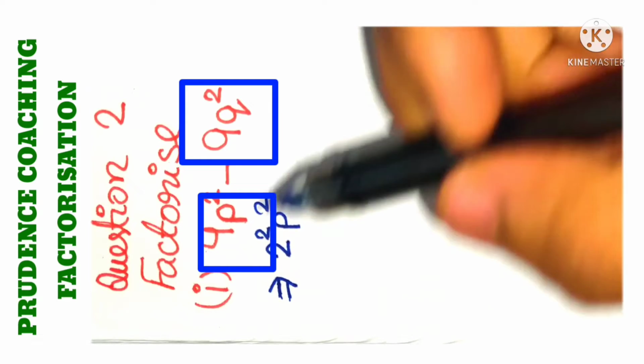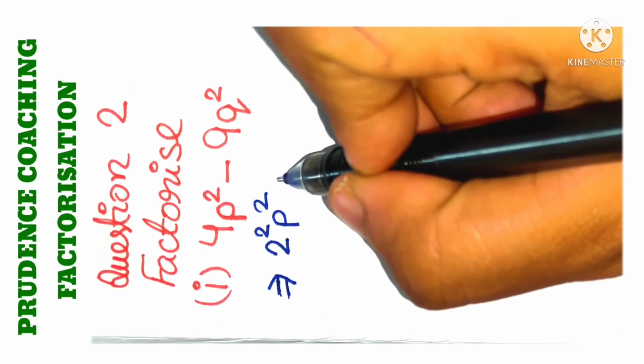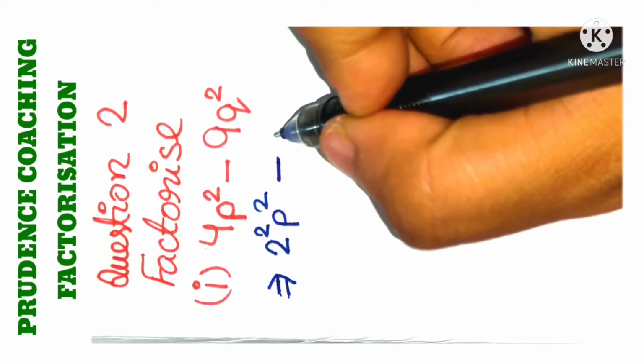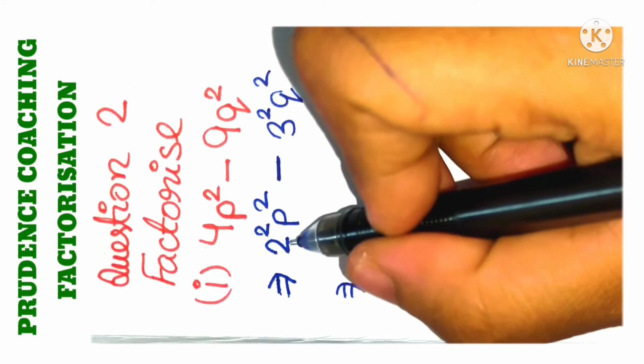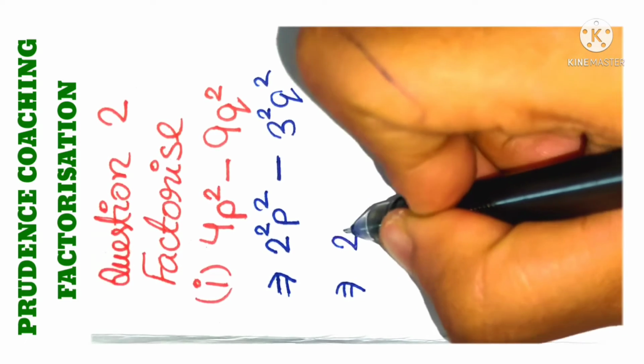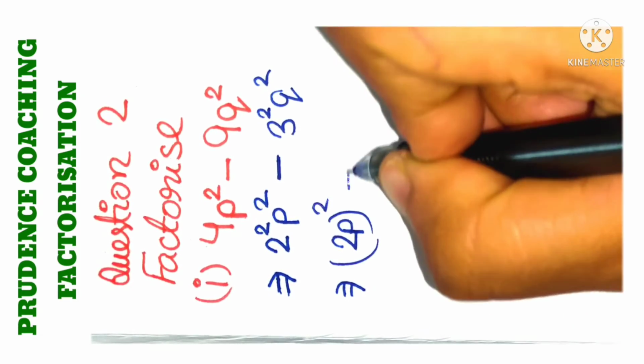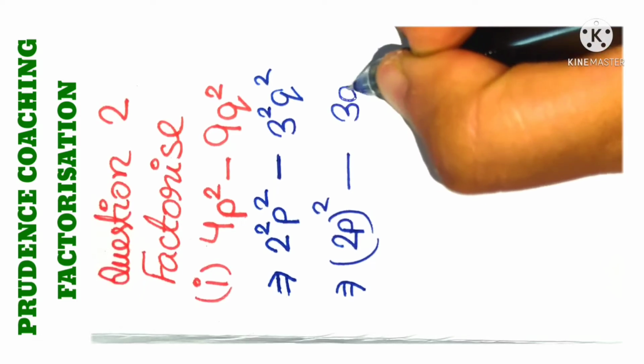So 4 can be written as 2 square, and here we have p square. We have minus, that is the separator, as it is. 9 can be written as 3 into 3, that is 3 square, and here we have q square. So as you can see, 2 square p square can be written as 2p the whole square. Then the separator minus, and 3 square q square can be written as 3q the whole square.